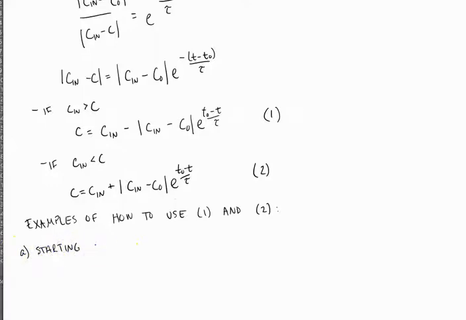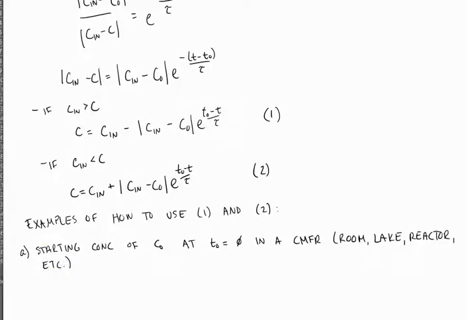So first, I'm going to take a starting concentration of C naught at some time T naught equals 0. And this is going to be in some sort of CMFR, like a room, tank, lake, etc. And basically I have Cn equal to 0. So we have a starting concentration C naught, and then the fluid flowing through the system is clean, so that concentration inside of our reactor is going to decrease with time.